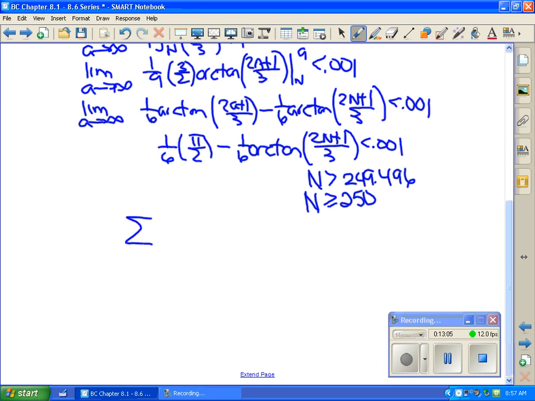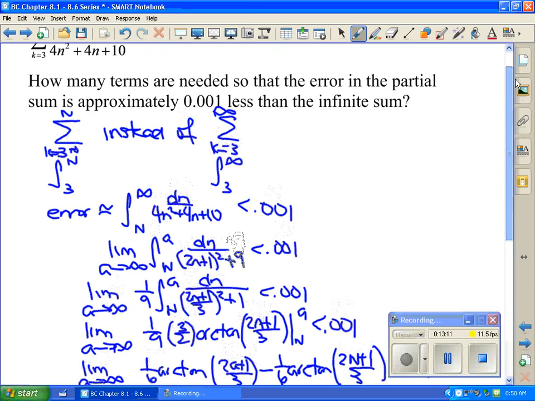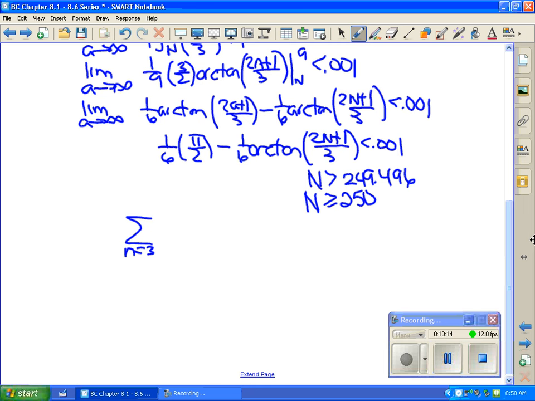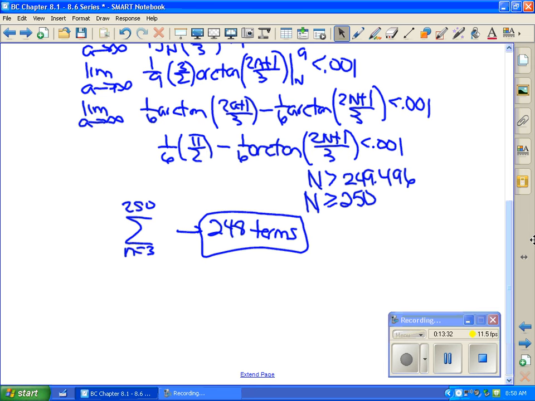Now you have to go back to your index. So if I recall, my index here was n equals 3. That's my starting value. And then up to 250. So if I sum from n equals 3 to 250, I have 248 terms that I need to use to get an error less than 0.001. Now, can't use AST error here because it's not an alternating series, so the only error you can use if it's always positive or always negative is your integral error.